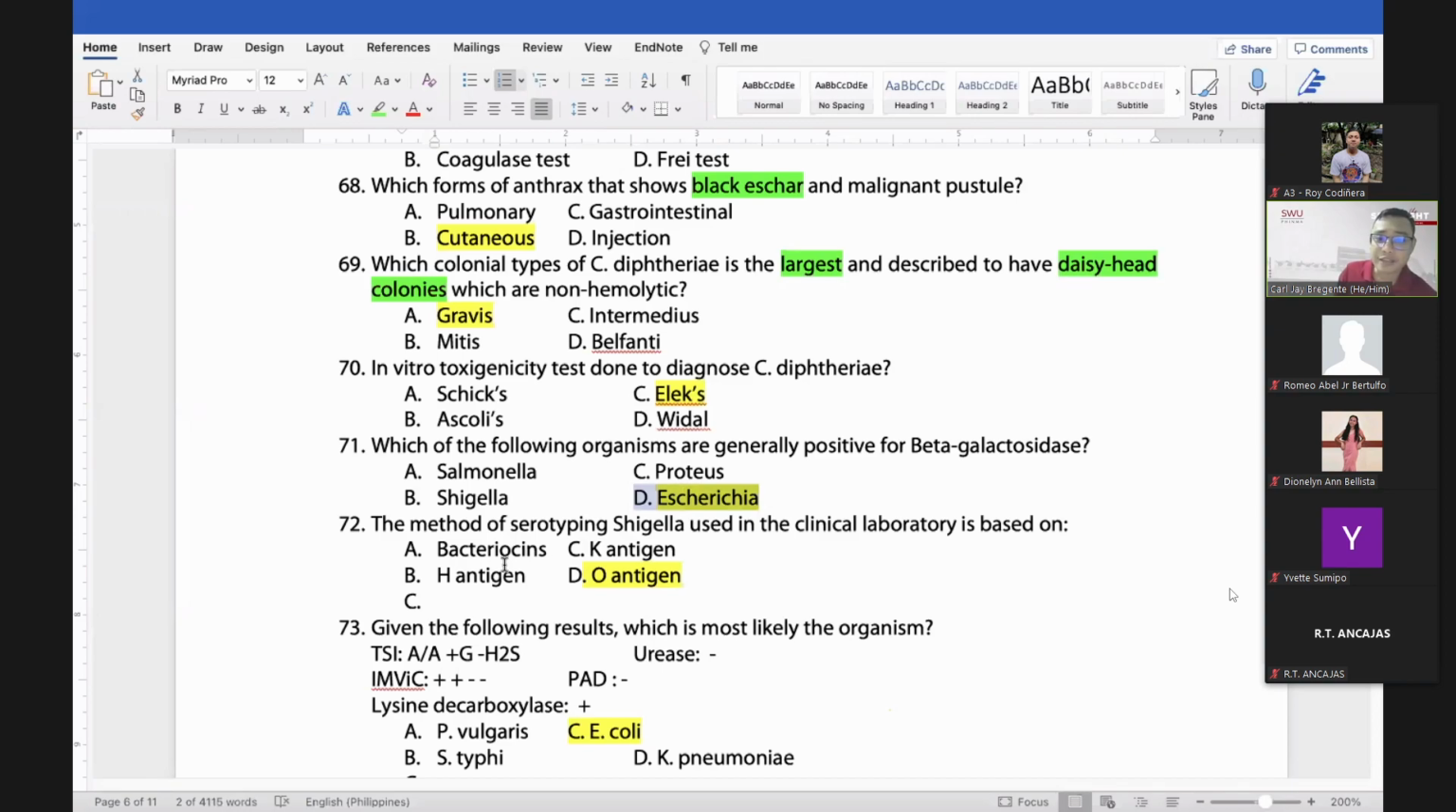72, the method of serotyping Shigella used in the clinical laboratory is based on the O antigen, meaning the outer membrane of the organism. Right? Review the structure of the gram-negative organism. So the O antigen is present on the outer membrane.